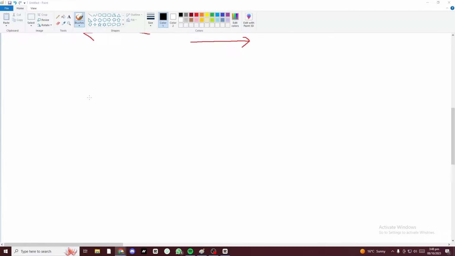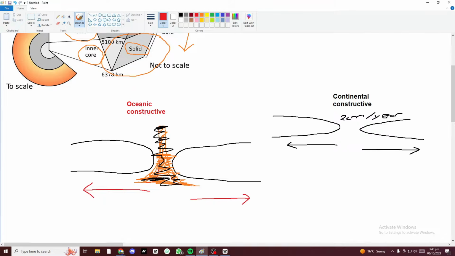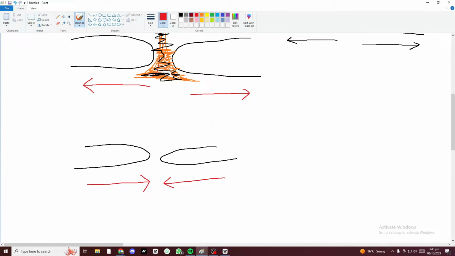Now we come to convergent plate boundaries. Okay, so convergent plate boundaries occur when two plates come together. So divergent, you could think of divorced plate boundaries. They want to go away from each other. Convergent, you could think of coming together. So the plates want to come together. They want to be with each other.